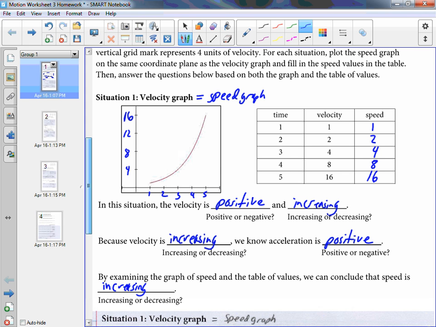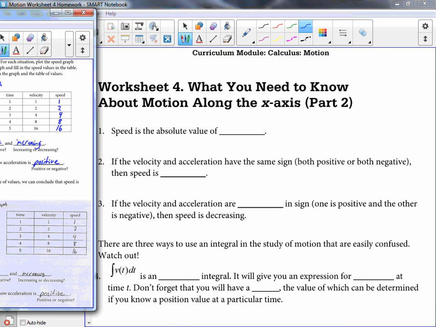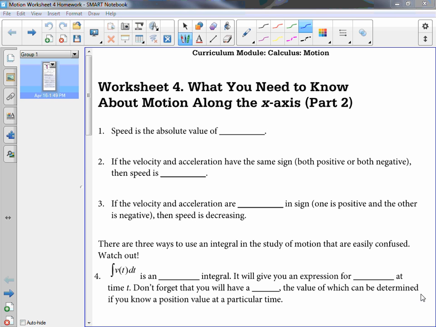All right. At this point, I'm going to leave the rest of worksheet 3 to you. Let me give you your next one. On worksheet 4, at the top, you should be able to answer those from worksheet 3, I believe.